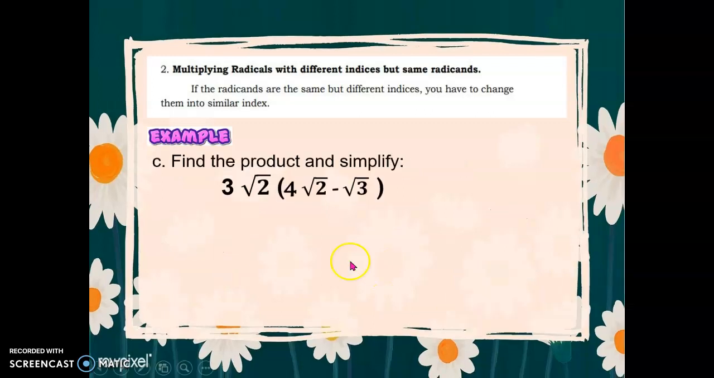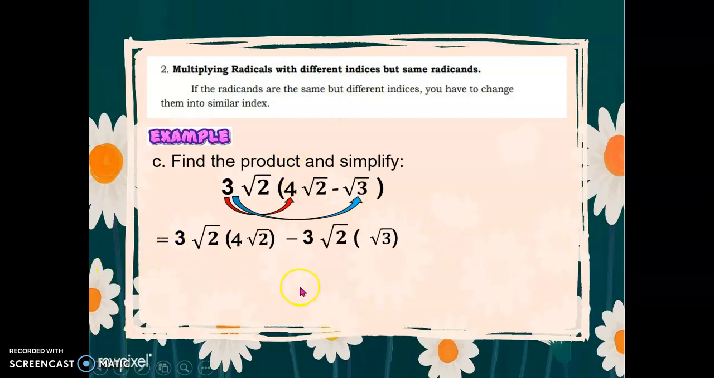Okay, third example. Sa third example naman natin, we're going to apply the distributive property. Kasi ito ay monomial, binomial ito. Bakit naging binomial? Kasi 4 the square root of 2 is the first term, negative square root of 3 is the second term. Distribute lang po natin. 3 the square root of 2 times 4 the square root of 2. So, ayan. Rewrite lang po natin yung monomial na nasa labas. Ito siya, times the first term. So, ayan. Positive times negative is negative. So, negative 3 the square root of 2 times the second term, which is square root of 3.